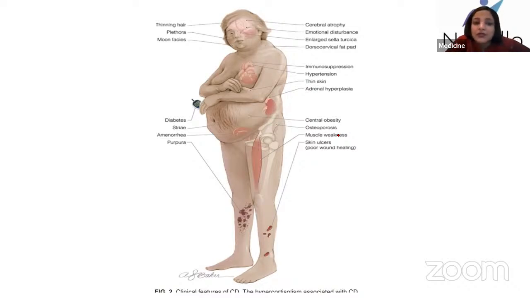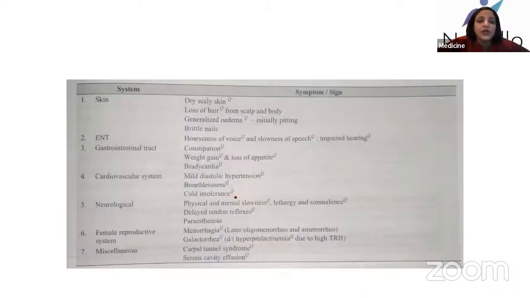The patient will have diabetes or impaired glucose tolerance, and there will be striae, especially purple striae of more than 1 centimeter all over the body. There will be amenorrhea in the patient. The female patients will complain of amenorrhea, decreased libido, and most of the time infertility, and there will be purpura over the legs. So this is a very important thing that you have to remember. You can see all the things are marked with a very important cue. In skin there will be dry scaly skin, loss of hair, generalized edema. And in ear, nose, throat there will be hoarseness of voice and slowness of speech.